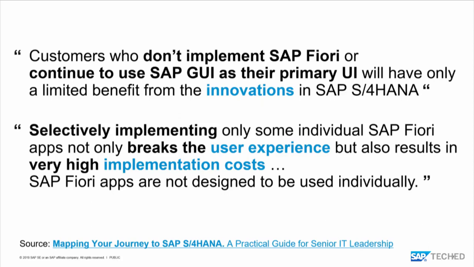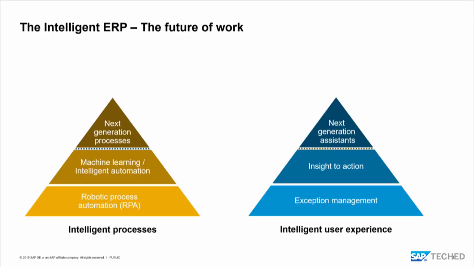The second key message is that if you implement Fiori not in the way it is intended to be implemented, you will face very high implementation costs as well as a bad user experience. And we have seen meanwhile that many customers start implementing S/4HANA selectively by cherry picking apps, and this exactly leads to this problem that you break the user experience and end up with very high implementation cost. In the course of this session, I will explain the background behind this statement and why you should avoid this.